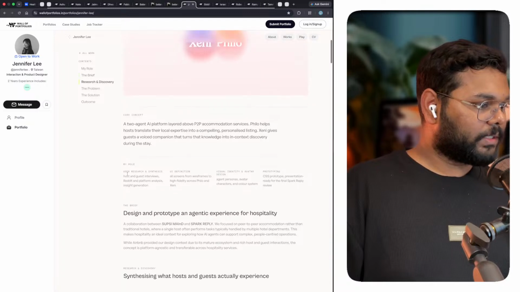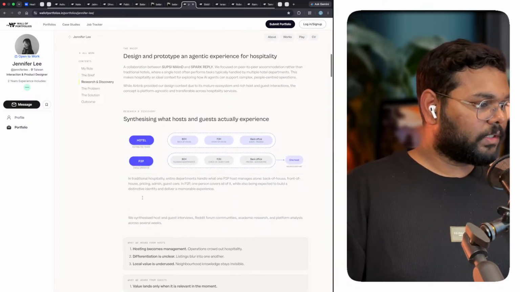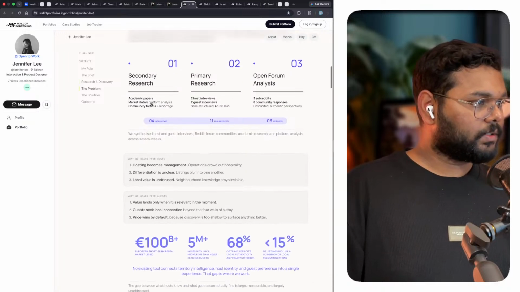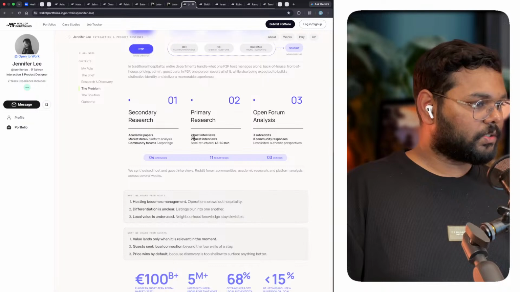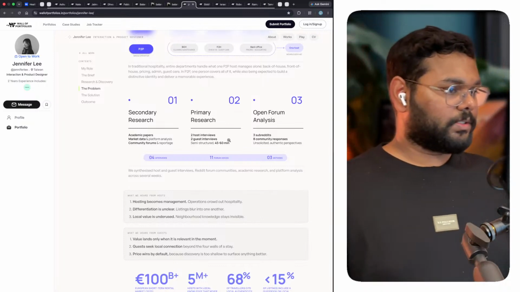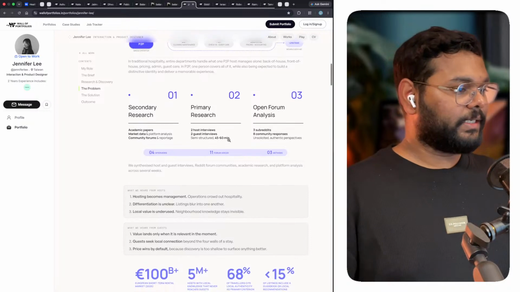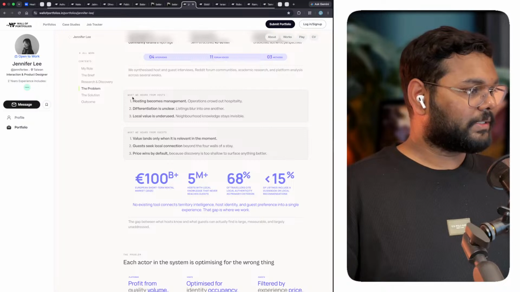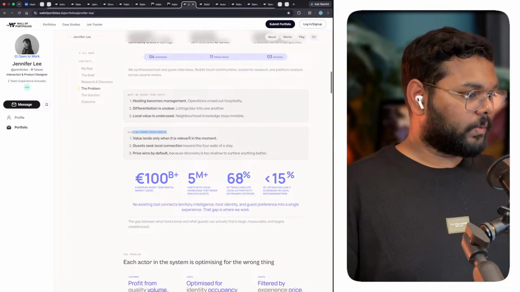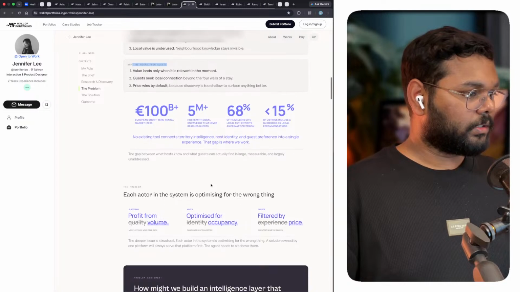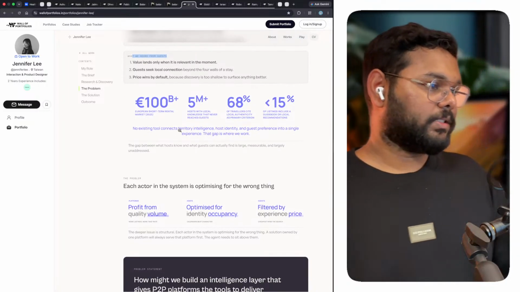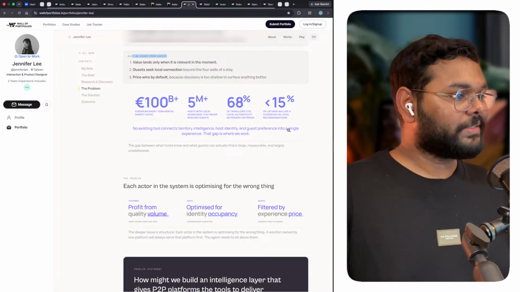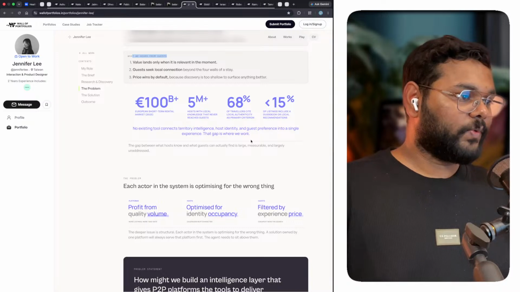The core concept. Okay, my role, the brief, research and discovery. Okay, so she conducted primary research, to host interviews. Okay, so she specifically mentioned what she actually did, right? Three methods and what she heard. Okay. No existing tool connects territory intelligence, host identity and guest preference into a single experience. That's the gap where we work.